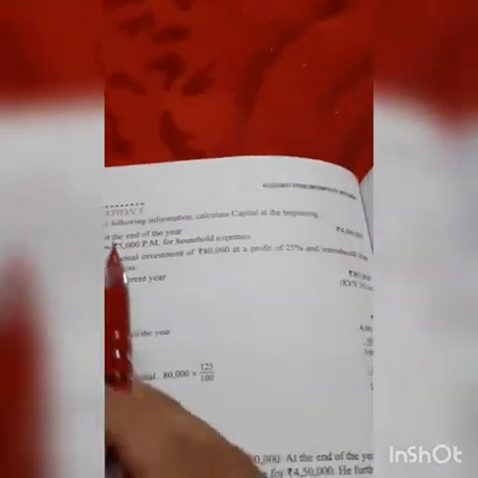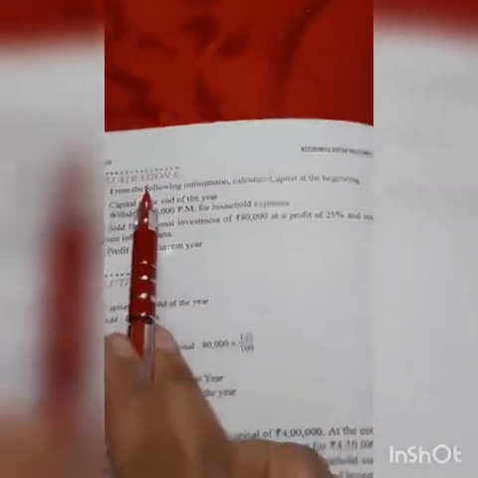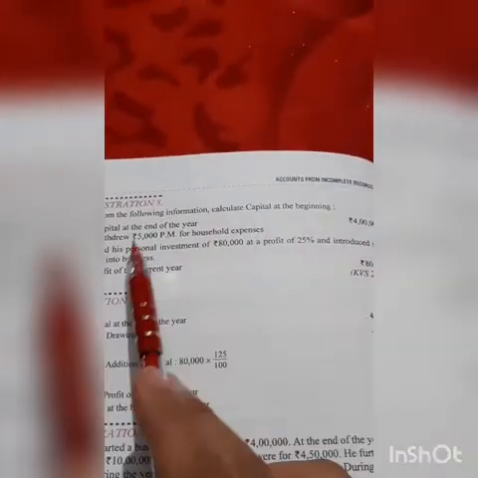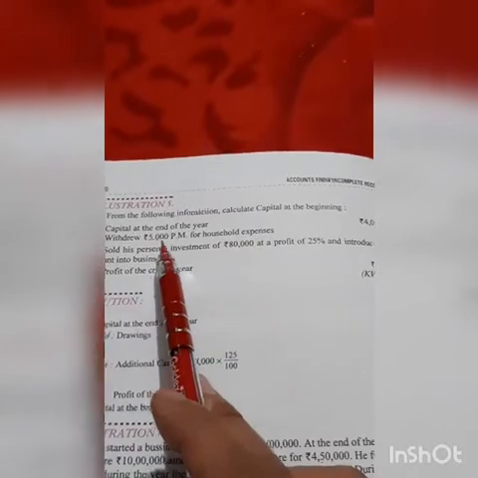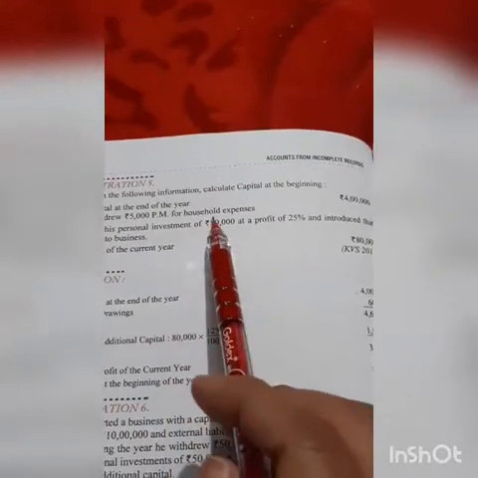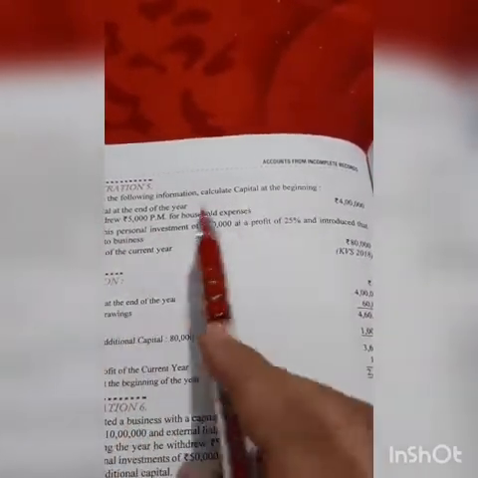Acha, here look at one more illustration, little bit small question. Illustration number 5. Capital at the end is mentioned as 4 lakh. Withdraw 5,000 per month for household expenses. This is drawing. 1 month is 5,000. For 1 year it is 60,000. Sold his personal investment 80,000 at a profit of 25% and introduced this into the business.